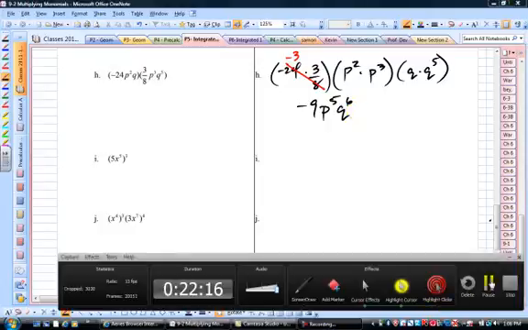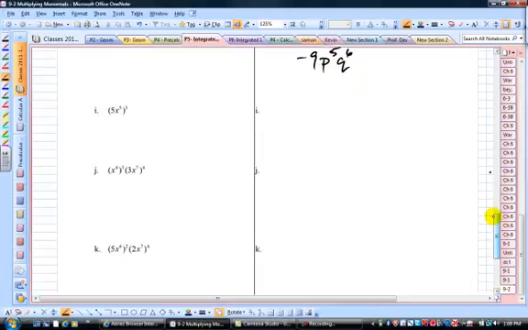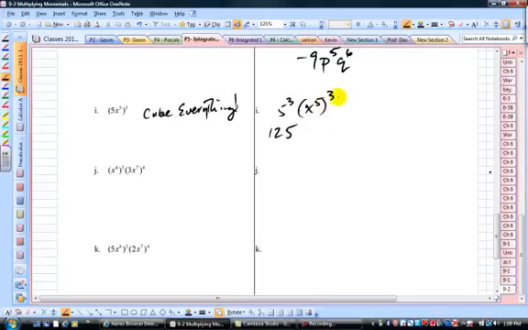Okay, next one. So on the next example here, we've got to cube everything. Everybody say cube everything. Okay, so 5 cubed times x to the 5th cubed. What's 5 times 5? 25. Times 5, 125. And we have a power to a power, so what's x to the 5th cubed? X to the 15th power.